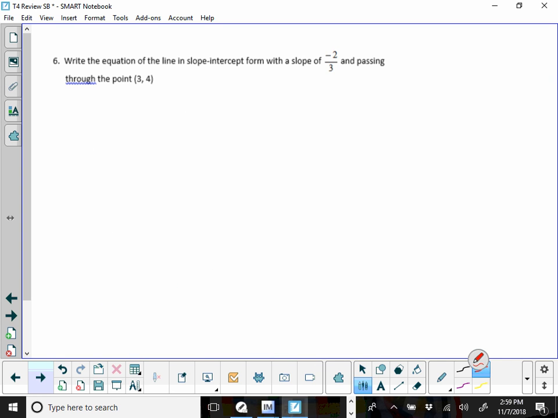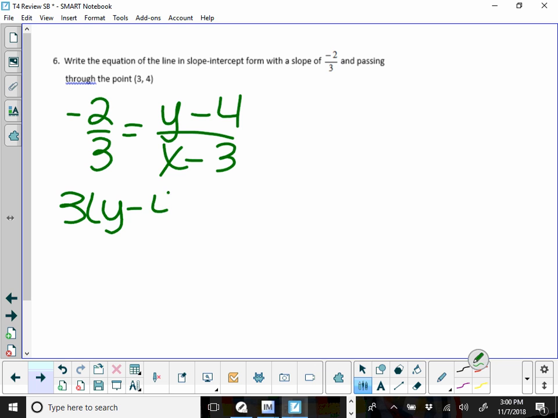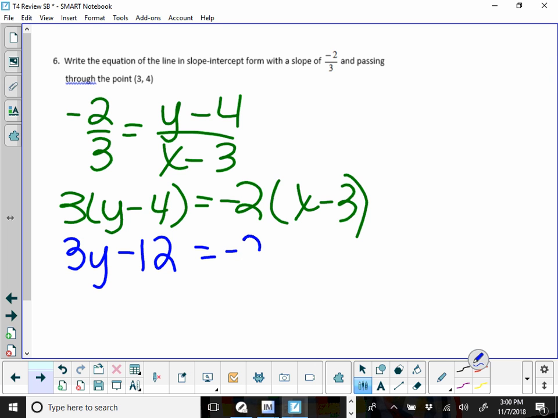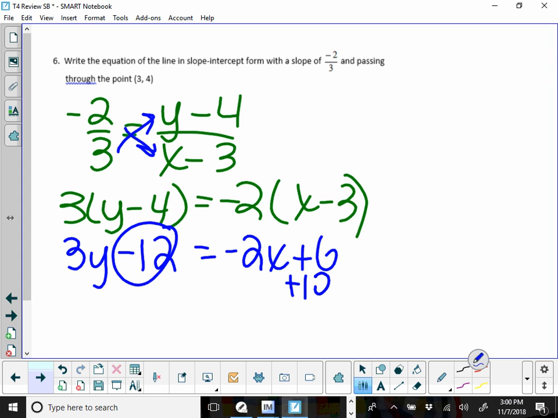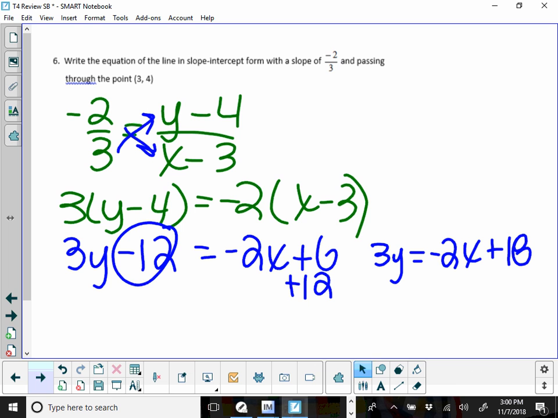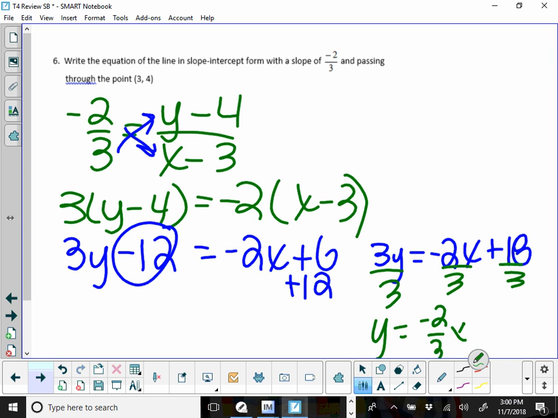Number 6, again, slope-intercept form with a slope of negative 2/3 through the point 3, 4. Y'all, this should be very redundant by now, and you have your form friend that you can use on your test. All the steps are written in there. Okay, we're cross multiplying, we're distributing, slope intercept, we're getting y by itself, so I'm going to move my 12. So that's going to give me 3y equals negative 2x plus 18. And then to get y all by itself, I'm going to divide by 3. So it should be y equals negative 2/3 x plus 6.